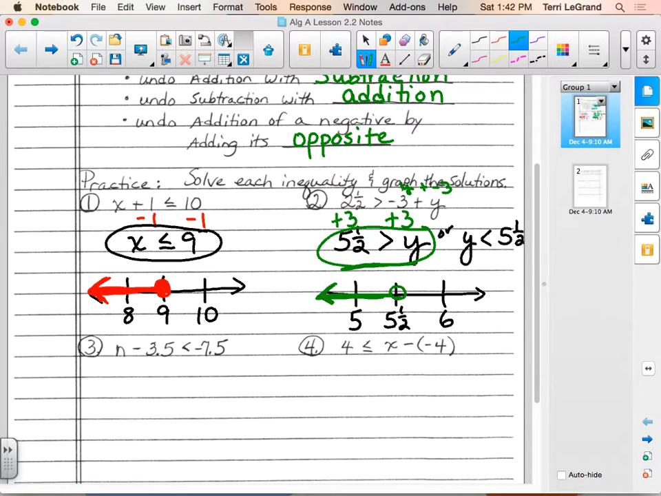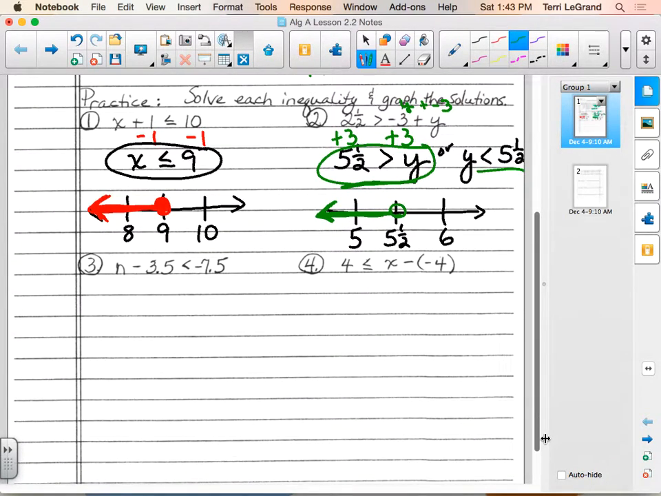Or if we look at it over in this one over here, it says y, the shaded region, all the numbers for y have to be less than 5.5. And that's exactly what we have shaded here. We have all the numbers that are less than 5.5.